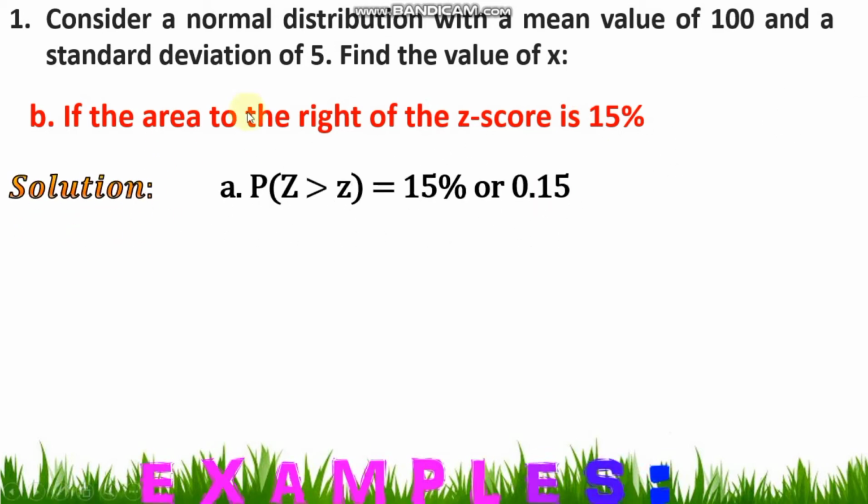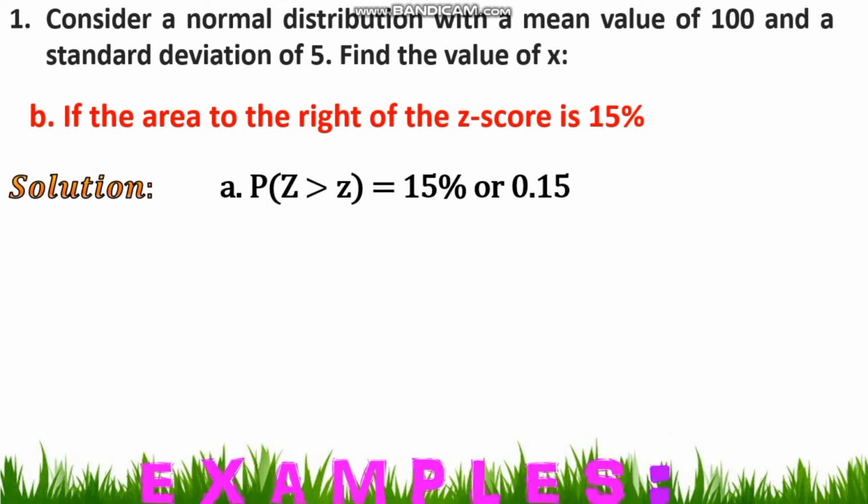We have our area, which is z greater than your z-score. Okay? So, yung area daw ng z na yon is greater than that point nung z-score na yon. That is equal to 15%, or 0.15. So, we're looking for that particular z value.